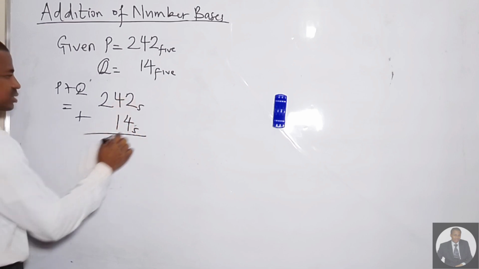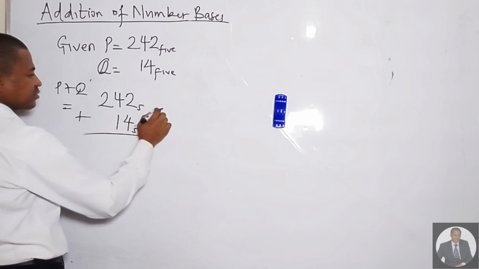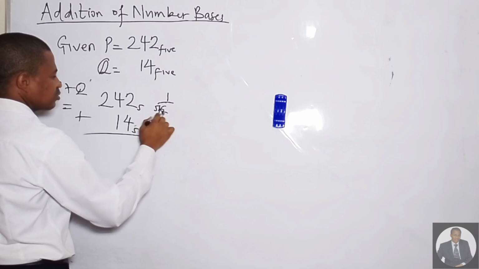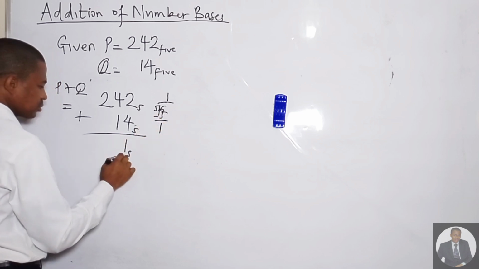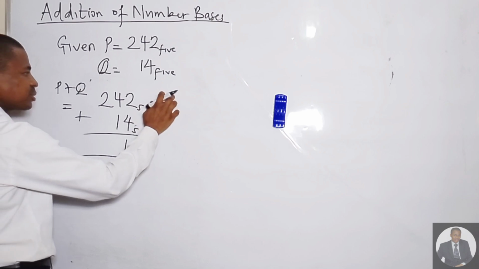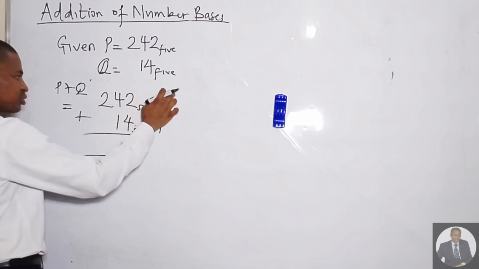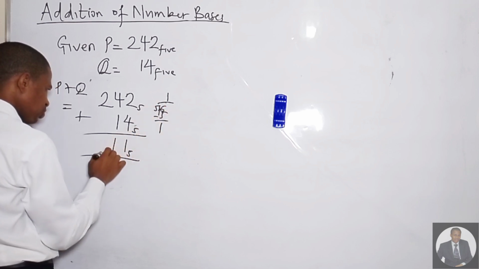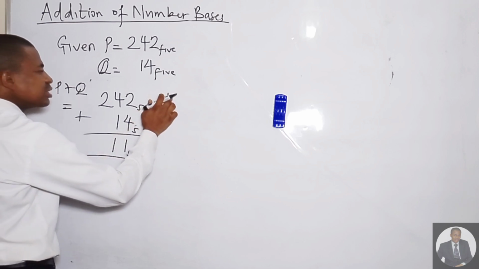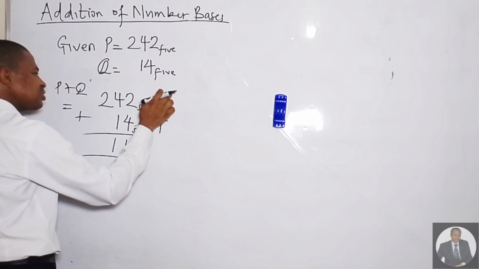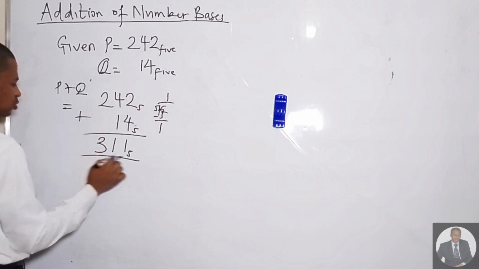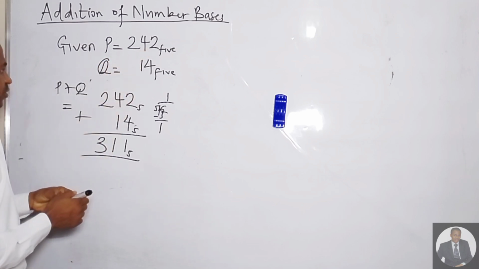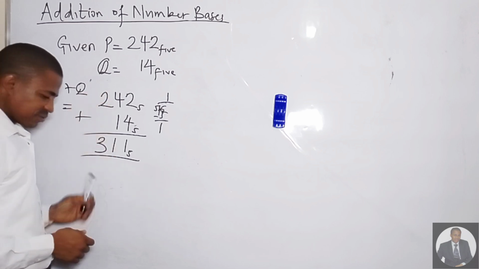2 plus 4, 6. We cannot write 6 because 6 is greater than 5. So we say, how many 5 is in 6? 1, and that leaves 1. So we write what remains. We carry over the 1. We say 4 plus 1, 5, plus this other one, 6. We do the same thing. How many 5 is in 6? 1. We write what remains. So this whole number answer 1, we now add to these two to make 3. So this will be the answer for 242 base 5 plus 14 base 5.